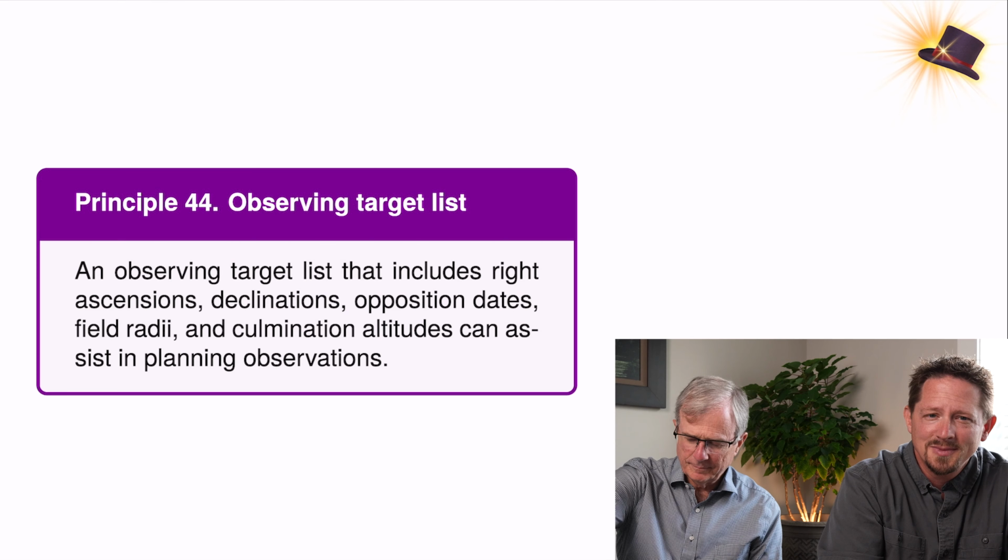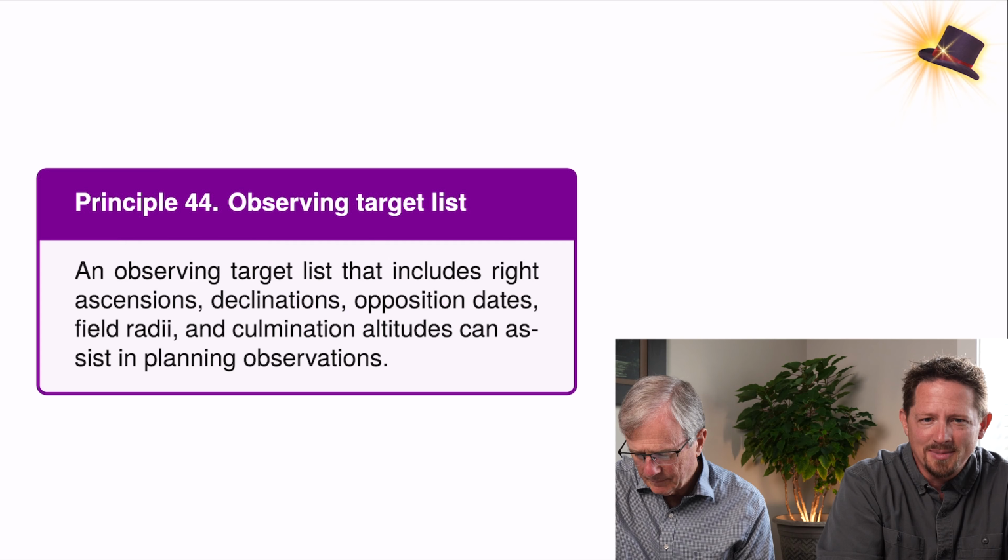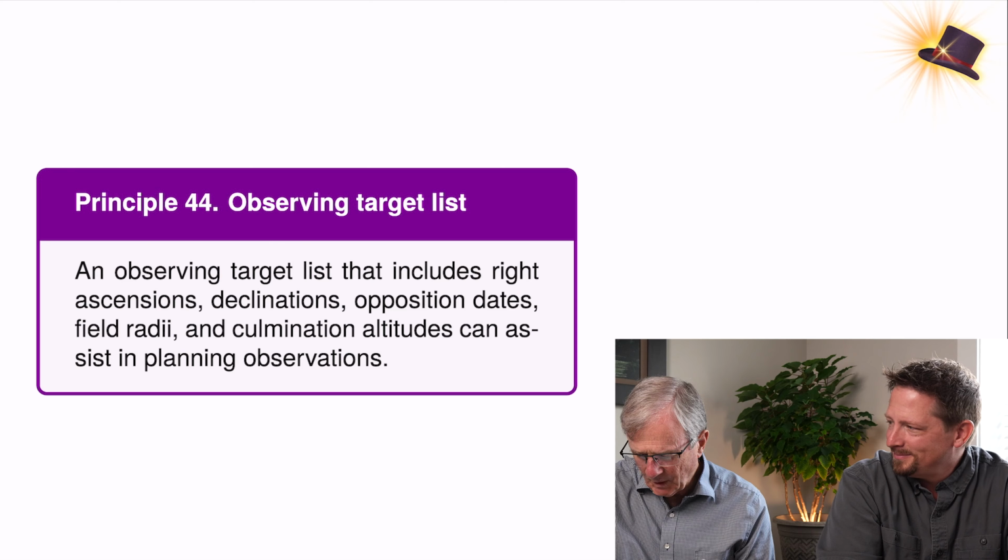Principle 44, observing target list. An observing target list that includes right ascensions, declinations, opposition dates, field radii, and culmination altitudes can assist in planning observations. Are you getting some attitude?